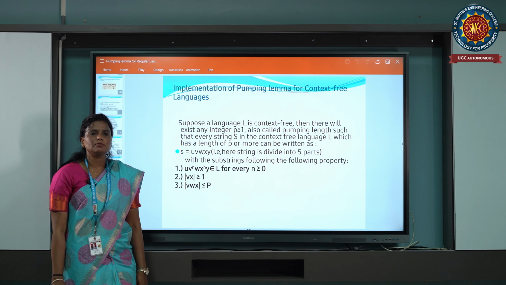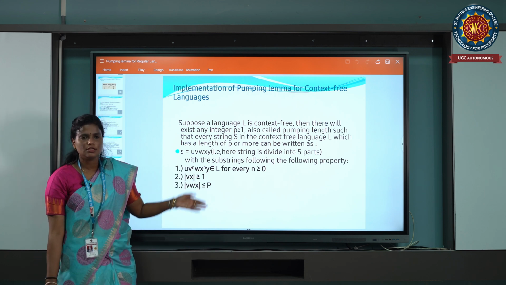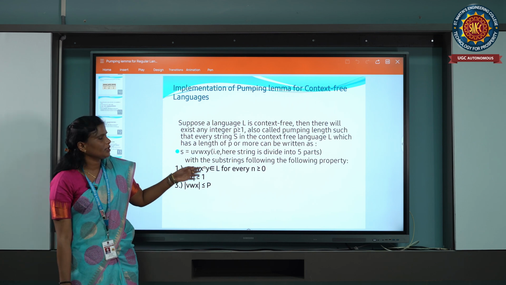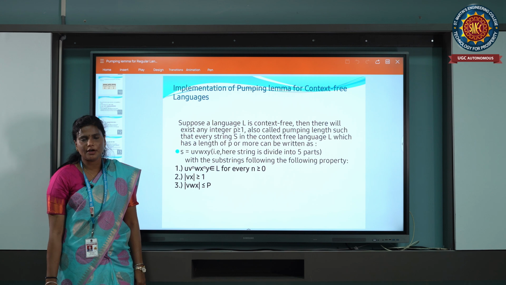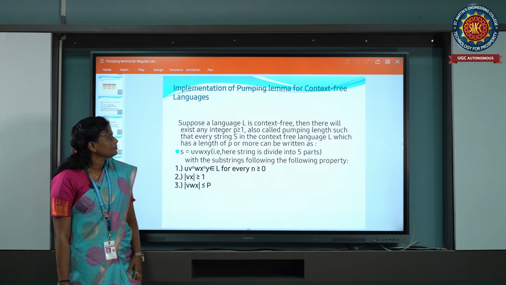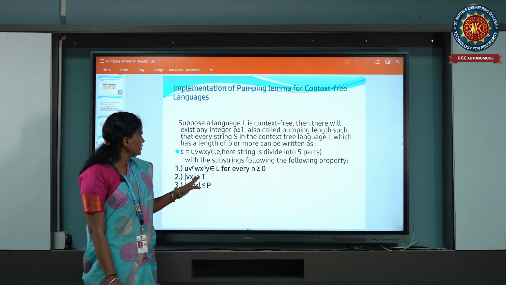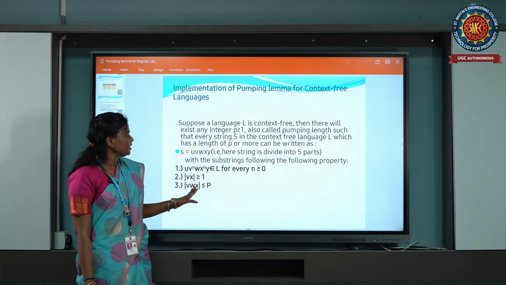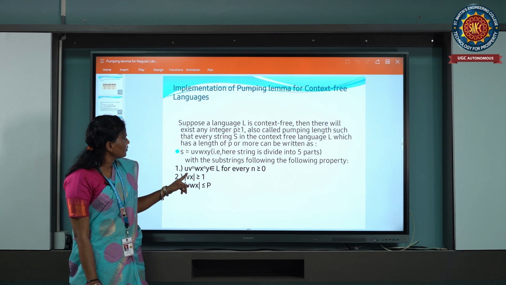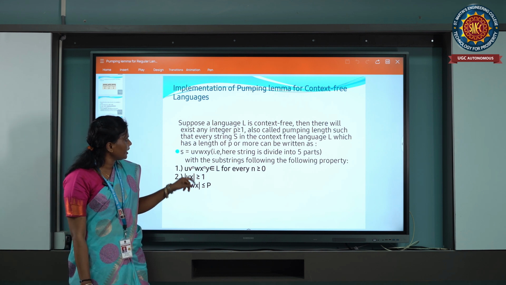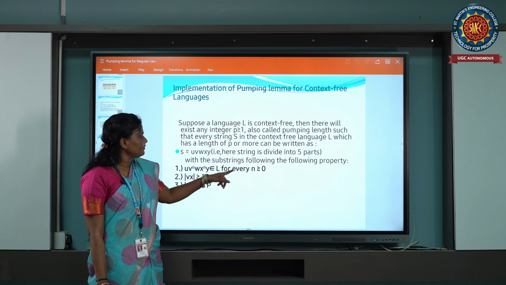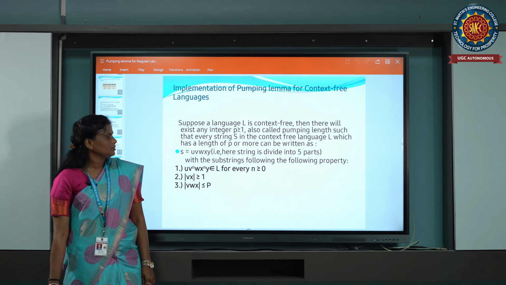In regular language we divide the string into 3 parts, that is x, y, z, but for this pumping lemma, whatever string is taken will be divided into 5 parts, that is u, v, w, x, y. So this string will follow the 3 properties. The first is u v to the power n, w x to the power n, and y belongs to L for every n greater than or equal to 0.